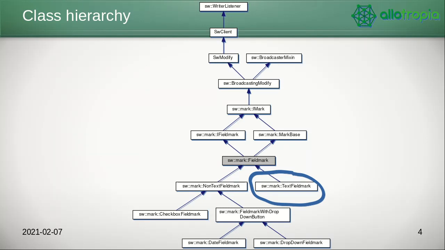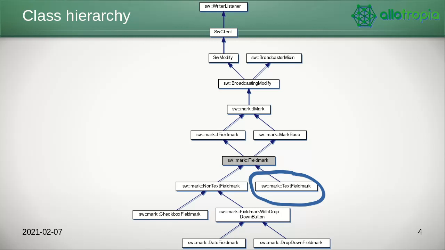And then there are a couple other ones, like for example the checkbox field mark, which is a bit different because it is not a range in the paragraph text. It is just a single character, and it can't do anything other than paint a checkbox.